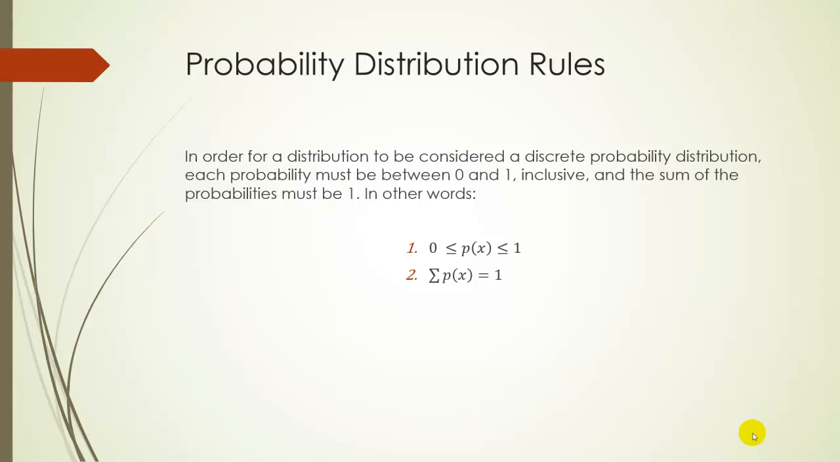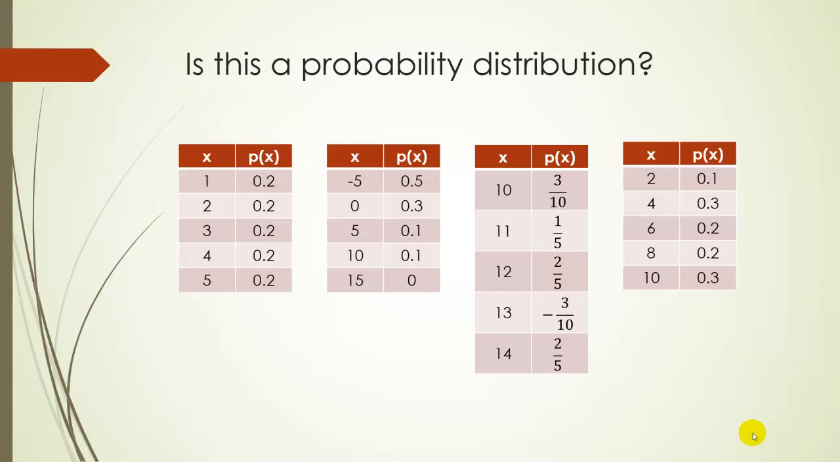The second rule is that if you add up all the probabilities, they have to sum to 1. In other words, we have to be including every possible option in the sample space when we talk about probability distributions. And no outcome, no person, could be in more than one group. All right, so let's explore this example and see which of the following are probability distributions.